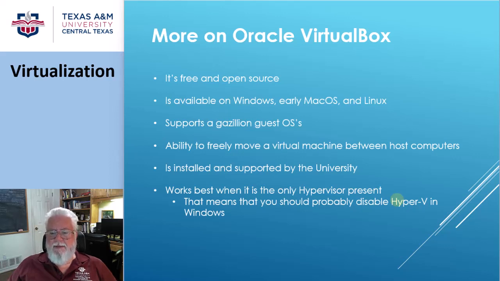Cool. And then, unfortunately, it works best when there's no other hypervisor present. So, unfortunately, what that means is, for example, the machines in the classroom have the Hyper-V feature disabled so that VirtualBox will run better. Now, it's not absolutely required, but I'm telling you, the difference in performance is tremendous. So I always recommend that you disable the existing Hyper-V stuff on your Windows machine before you install VirtualBox.